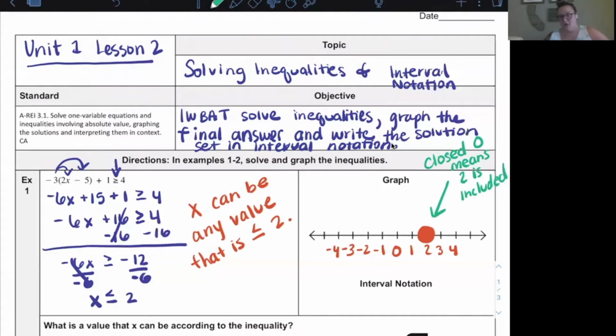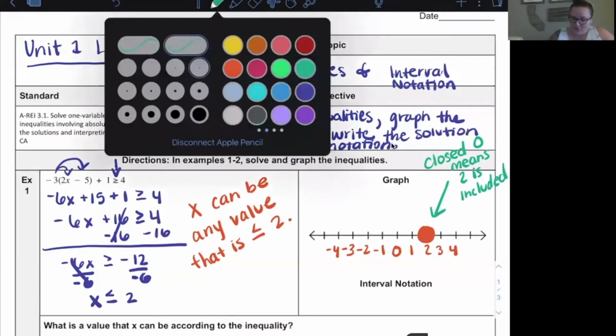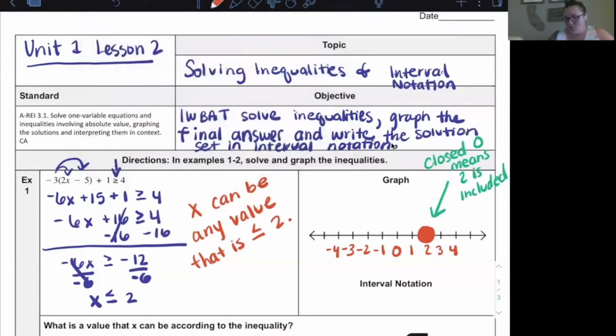All right. So x can be less than or equal to 2. Well, all the numbers that are less than 2 are to the left of 2. So I'm going to put an arrow that goes to the left of 2. I want all the numbers to the left of 2. All the numbers that are less than 2 are included in my solution set. So anytime you have less than or equal to or greater than or equal to, you're going to have a closed circle.